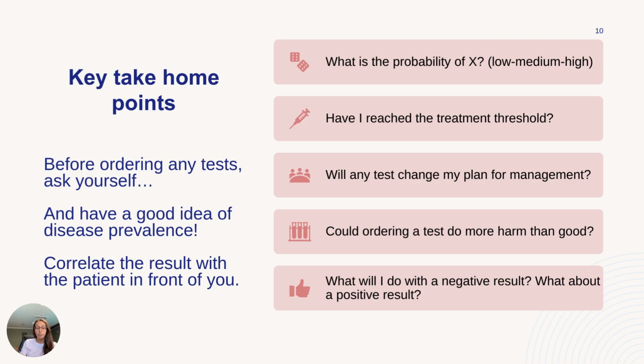Not too complicated, right? Some take homes, again: always ask yourself, what's the probability of X? If it's that intermediate range, likely you need more testing. You're going to ask yourself, have I reached that treatment threshold for disease? If you have, you can probably stop your testing. If you haven't, you need to go further. Third, will any test change my plan for management? So if I order this, is it really going to change the treatment course? If it will, then go ahead and order. If not, you can pause and initiate treatment likely. Always weigh the risk benefit of ordering the test, harm versus good. And then lastly, what am I going to do with that negative result? Can I trust it? And what about a positive result? Can I trust it?